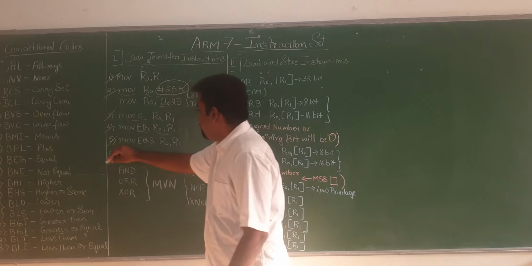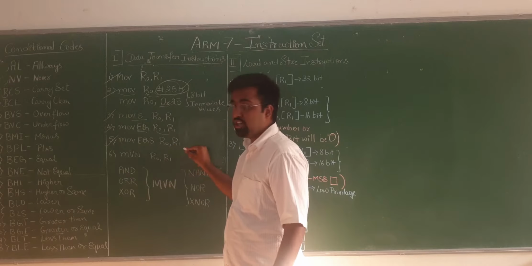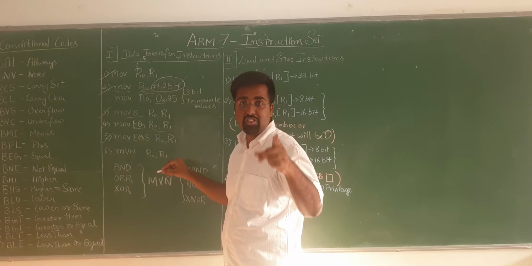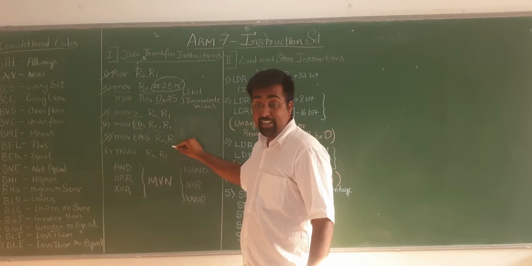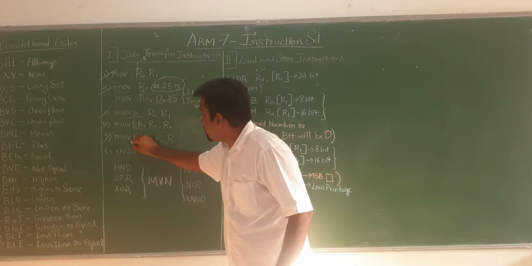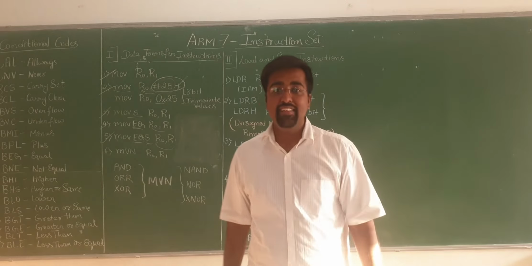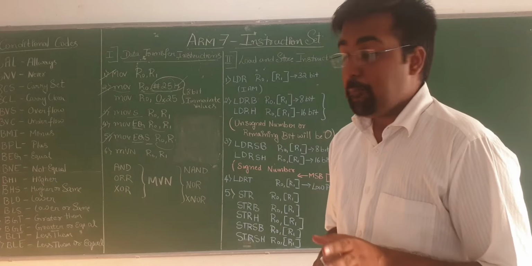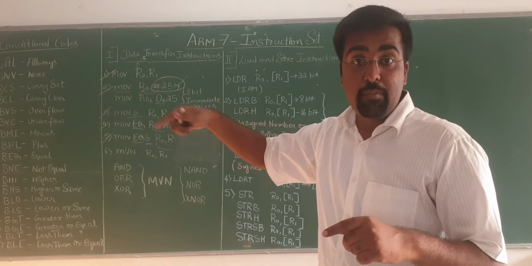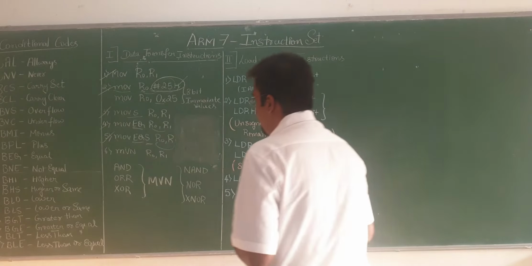Come back here. MOVEQS R0, R1. I will explain the instruction, just observe. Move the content of R1 to R0 if the previous instruction was equal, and then you set the flag to 1. This is what it means. Move the contents of R1 to R0 if the previous instruction was equal, and then you set the flag.